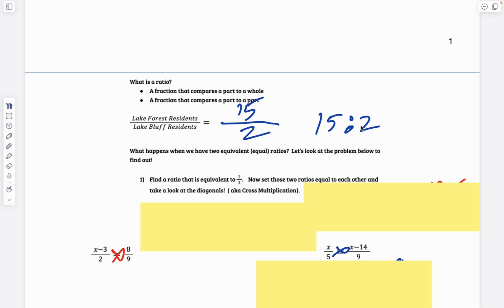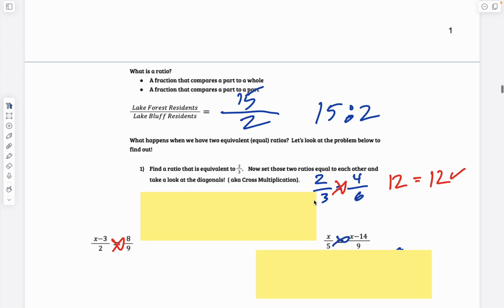Okay. What happens when we have two equal ratios? Well, two equal or equivalent ratios, a lot of times we'll call those proportions. Proportions, when you have an equal sign like that. To find a ratio that is equivalent to 2/3, set those two ratios equal to each other and take a look, aka cross multiplication. So I made this example of 2/3 and 4/6. Are these equal? I'll cross multiply, meaning 2 times 6, and 4 times 3. Hey, 12 is equal to 12. Those are two equivalent ratios.